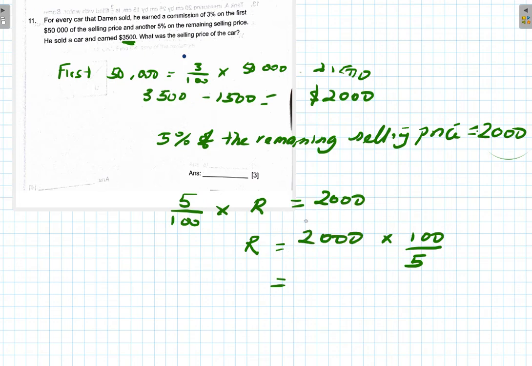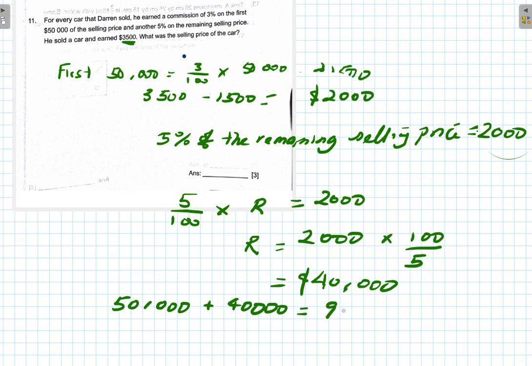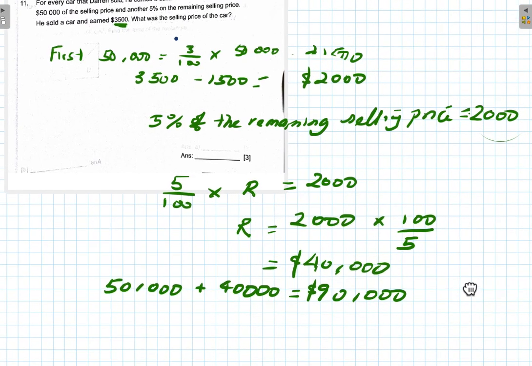Okay. And then when I do the calculation, I will have 40. So the remaining is actually 40,000. So what is the price of the car? The price of the car is actually 50,000 plus 40,000. It's actually 90,000. You can work backwards. Let's say now you already know that it's 90,000, right? You want to check your answer if you have the time.